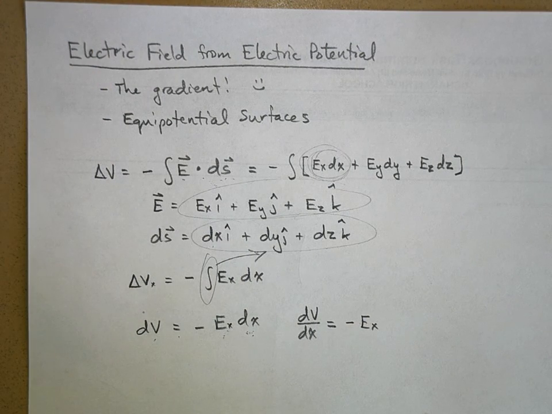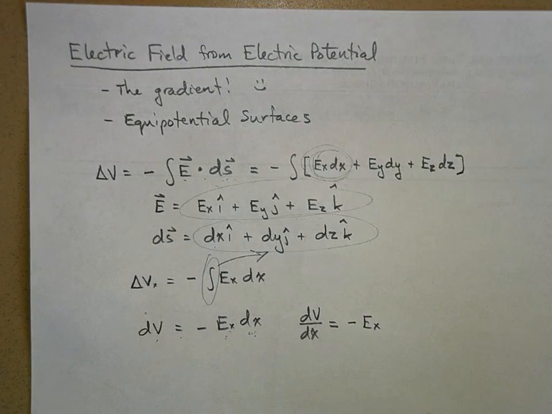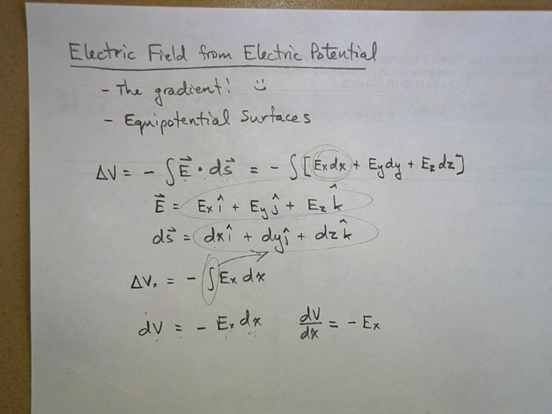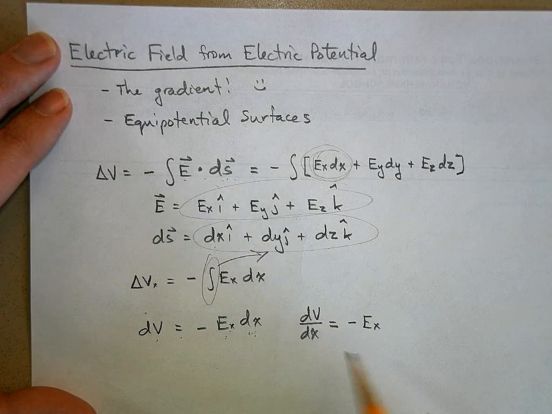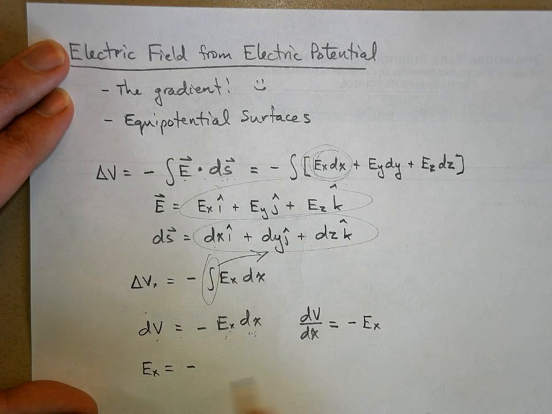Now I can solve for the electric field. The electric field is what we want. As a physicist, what you want is to figure out what the electric field is due to some charge distribution. Why? Because we're trying to understand forces. We're trying to understand how nature is going to behave. So if you've got some electric field, you put some charge in there, boom, there it goes. And that's how we make all kinds of electrical devices. So really, Ex is equal to negative dV/dx.